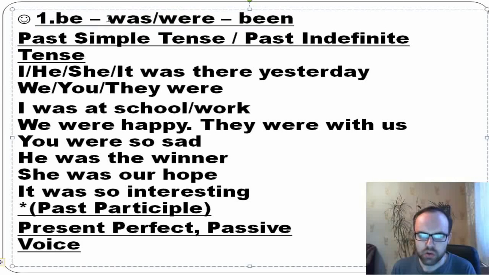You know that we use the second form, was or were, in past simple tense, or we also call it past indefinite tense. So when do we use was and when do we use were? I, he, she, it was, for example, there yesterday, and we, you, they were. For example, we were there yesterday, you were there yesterday, they were there yesterday. Okay, let's look at more examples.